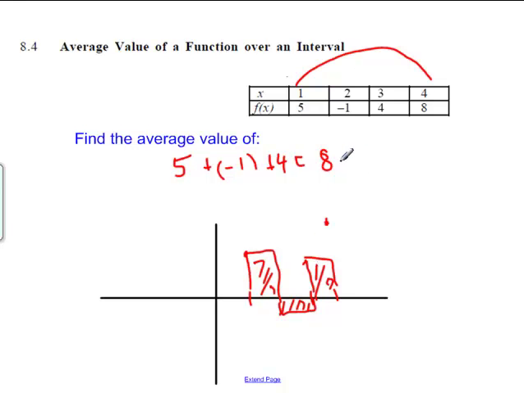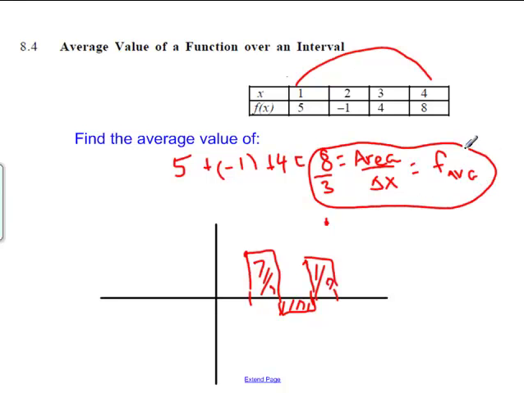This equals the area. And if we take that area and we divide it by our change in x, so 4 minus 1, this equals the average y value. So this idea of dividing the area by the change in x is the average value. This is saying that on average, between x is 1 and x is 4, our y value is something in here.